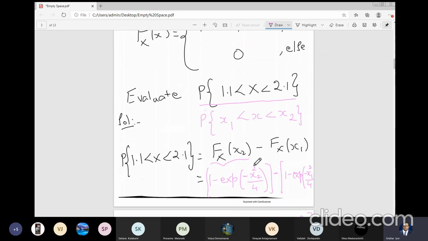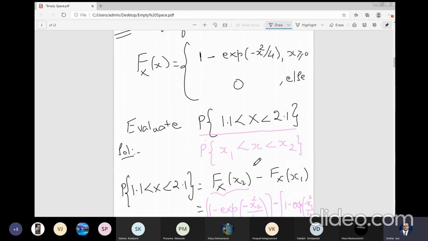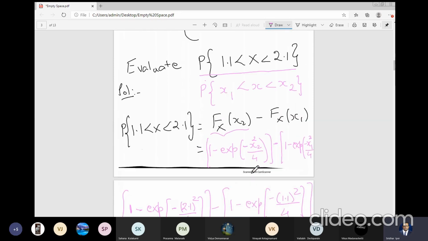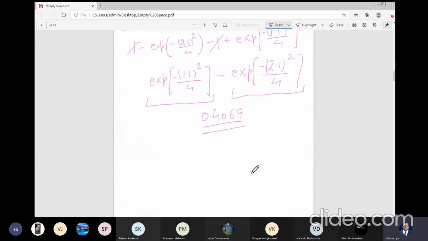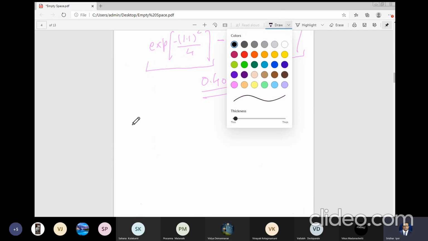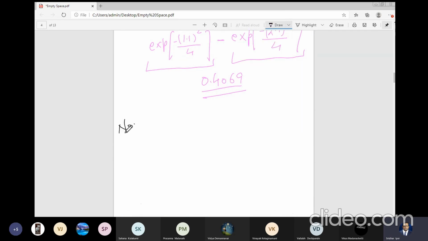So the method is very simple. If we have the range given for the CDF, and if we want to find the probability between that range, then it is nothing but the CDFs at the 2 points subtracted from each other. Okay. Now, just for your practice, you can take probably a couple of minutes. I'll give you another numerical. Please try it out.